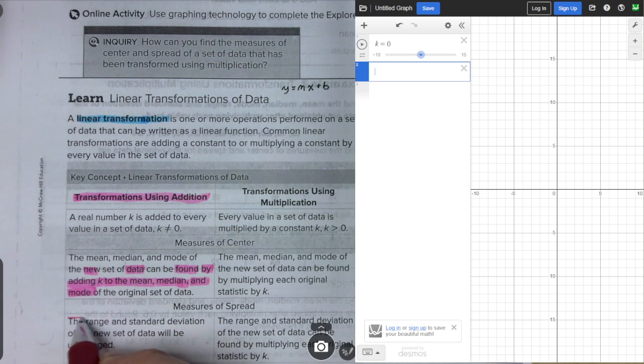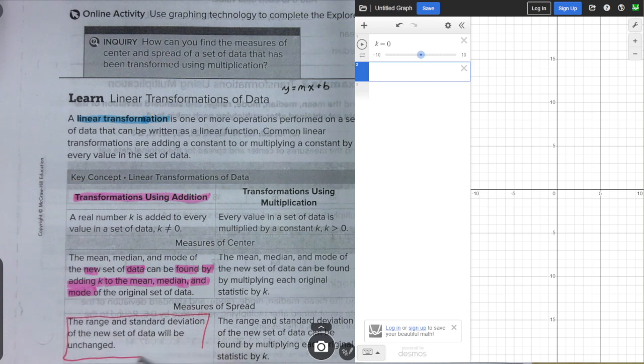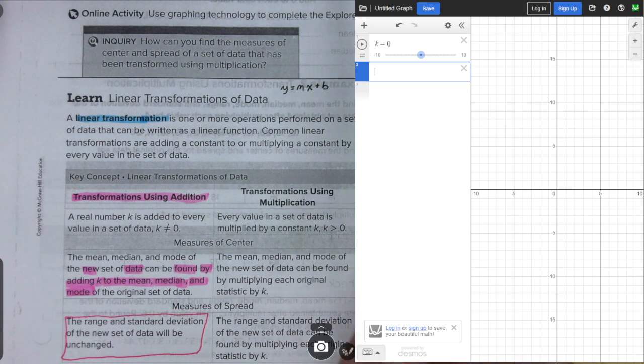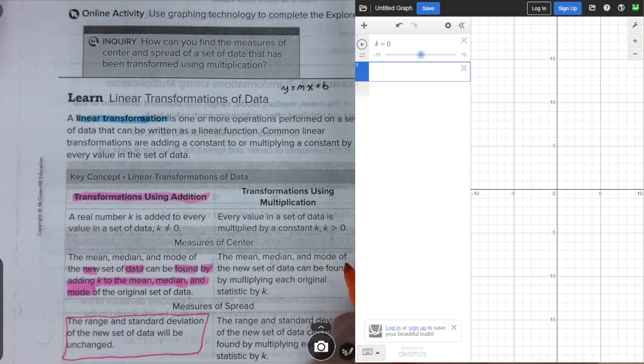And that makes sense because standard deviation and range deals with minimum and maximum values. And if we add numbers to it or take it away, it's not really going to change much. It's just going to slide left or right. Now, when we talk about multiplying as a transformation, this will change things. So when we add, we can't add 0 because it doesn't actually change anything. And it says every value of the set is multiplied by some constant k such that k is greater than 0.